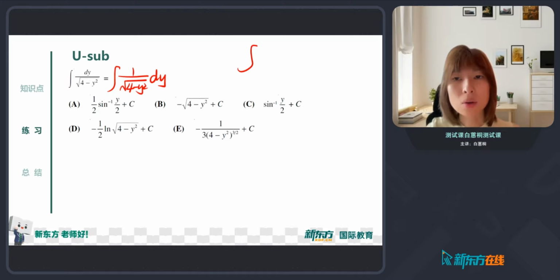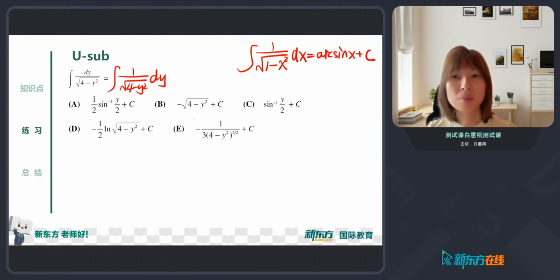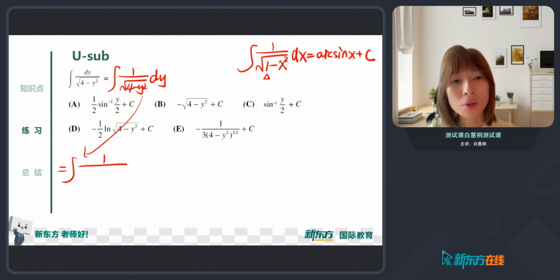That is, the integration 1 over the square root of 1 minus x squared dx is equal to arc sine x plus c, right? So this is something we learned before. That is the formula we have to keep in mind. But the problem is that the number under the square root is 1 instead of 4. So what we should do is to separate the square root into two parts multiplying together, right? So here's the thing. It's going to be integration 1 over the square root of 4 times the square root of something. You can have a guess.